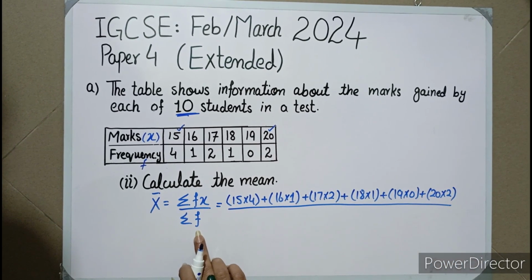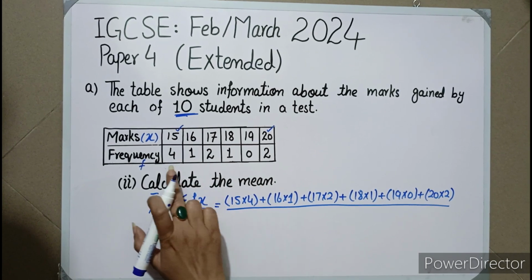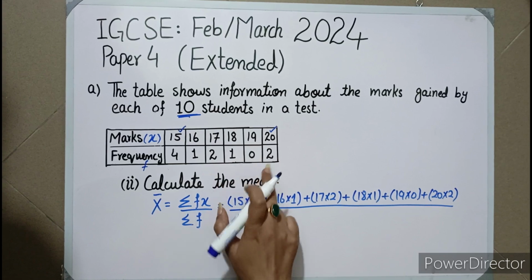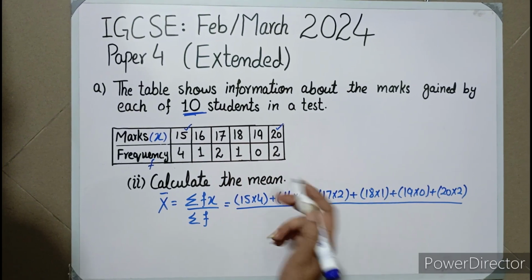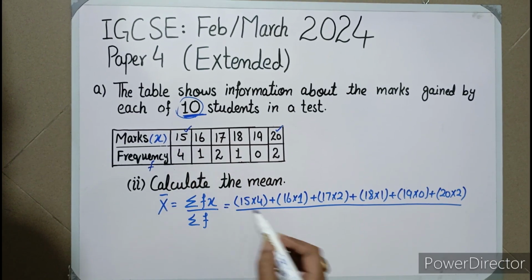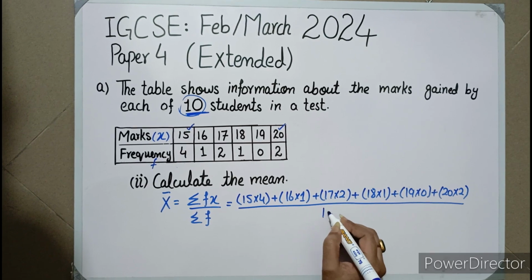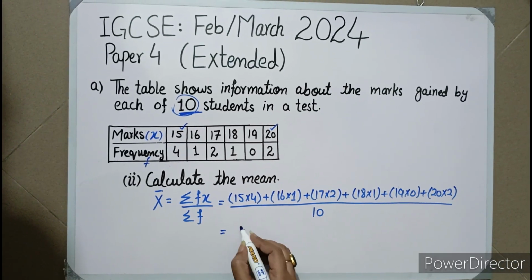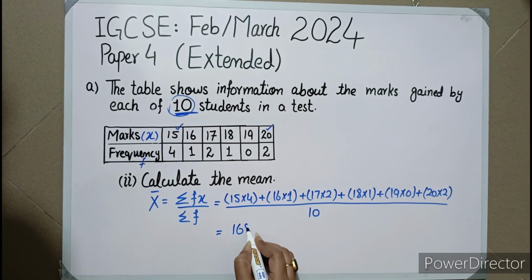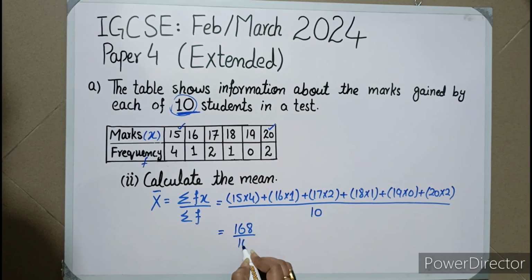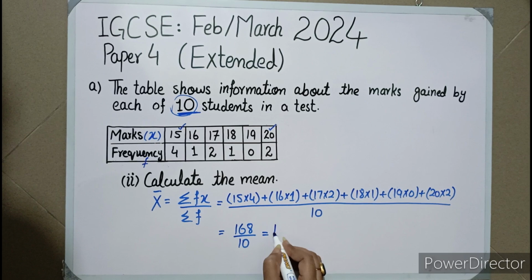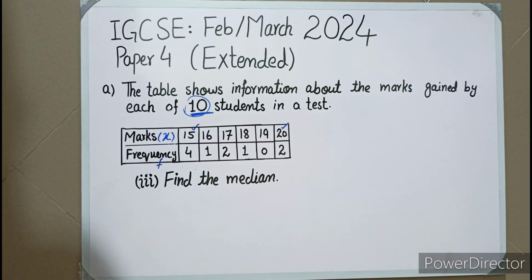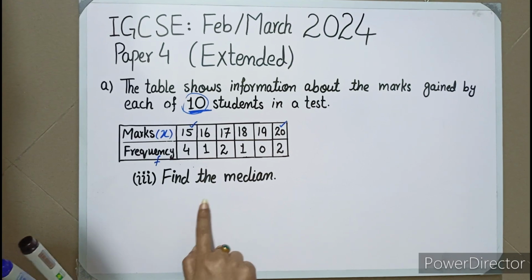Moreover, summation f means the sum of the frequencies. If you add 4 with 1, then 2, 1, 0, it will be 10, which is already given in the question, that there are 10 students. So summation f will be 10. If you calculate it on the calculator, you will get the answer 168 by 10. So your mean will be 1.68.